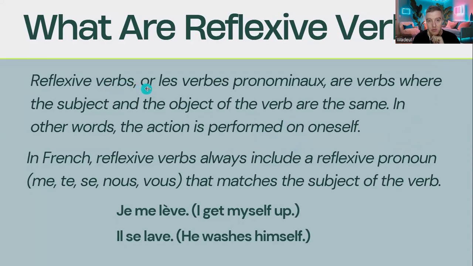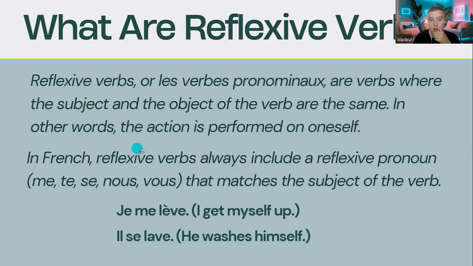So reflective verbs, or les verbes pronominaux, are verbs where the subject and the object of the verb are the same. Okay? Does it make sense? So basically, in other words, the action is performed on oneself. Meaning the object is making the action as the subject. You're gonna see some examples and it will make sense.